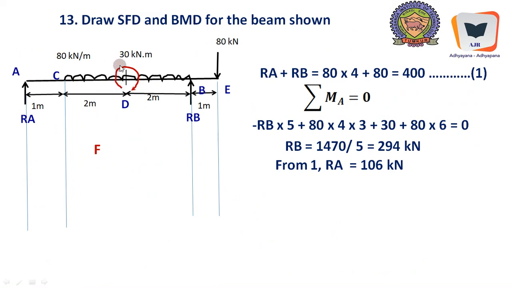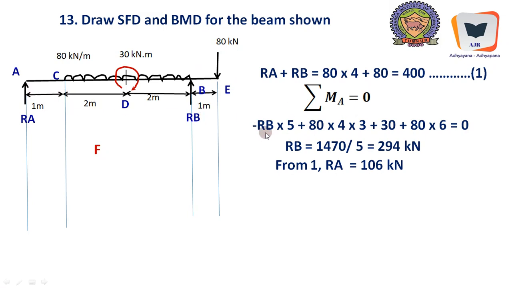Now, draw SFD and BMD for the beam shown. This is also a typical loading where a concentrated moment comes somewhere in the center, and it's a single overhanging beam. The loading is not symmetrical, therefore we need to find it out thoroughly. So RA plus RB equals 80 into 4, the equivalent concentrated load due to UDL, plus 80, the applied concentrated load.